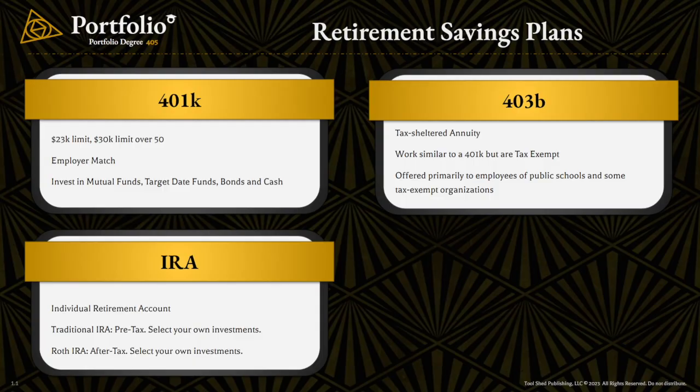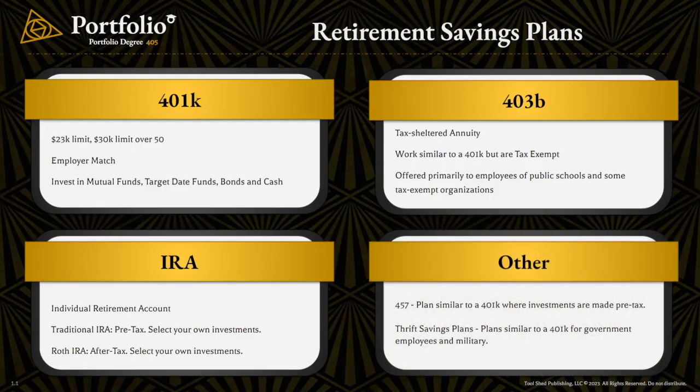Now, there are also two types of IRAs that you can choose from. There's a traditional IRA, which uses pre-tax contributions and is taxed when you withdraw the money. And then there's a Roth IRA, where you're contributing your after-tax income and you only have to pay taxes if you go over certain withdrawal thresholds. And we'll talk more about the differences with traditional and Roth in just a moment.